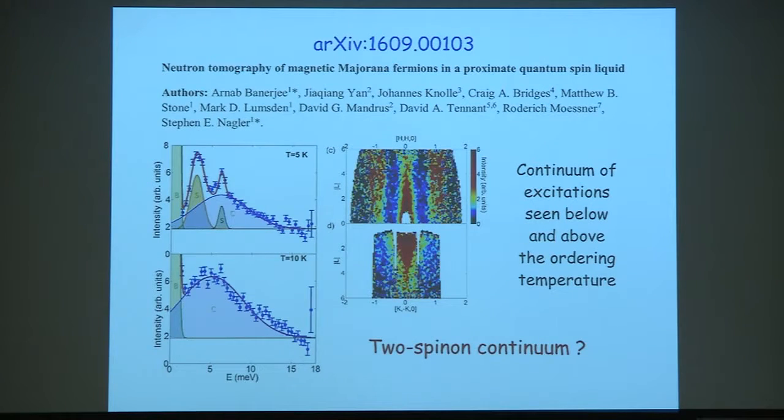So the underlying idea is that this continuum of excitation seen below and above the ordering temperature may be a signature of a nearby quantum spin liquid, a remnant of, so to speak, a proximate spin liquid phase. For example, if you apply some perturbation to the system, either a magnetic field or pressure, you may get into a nearby quantum spin liquid. And then you may be seeing the two-spinon continuum from those proximate phases. That's basically the idea.